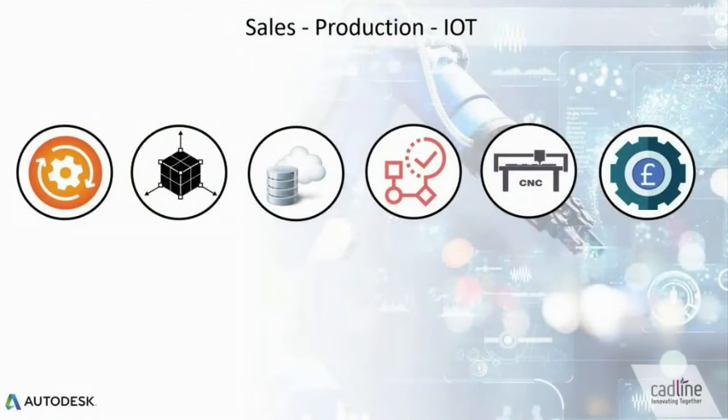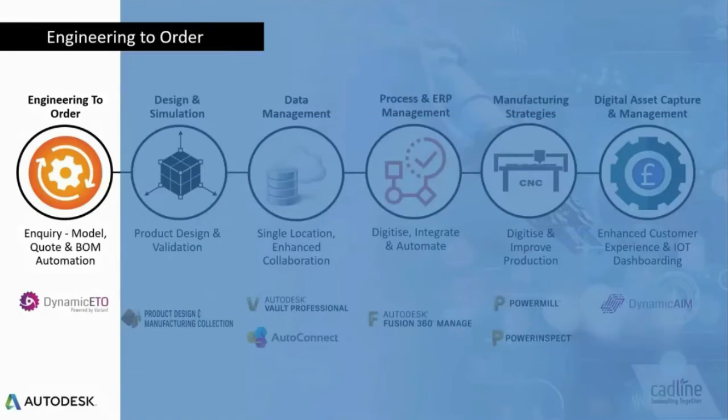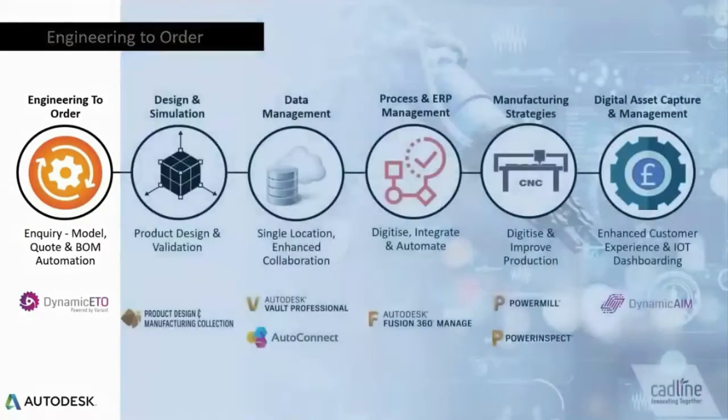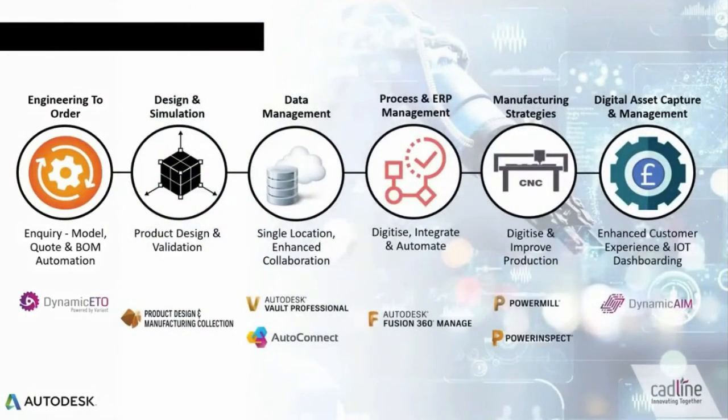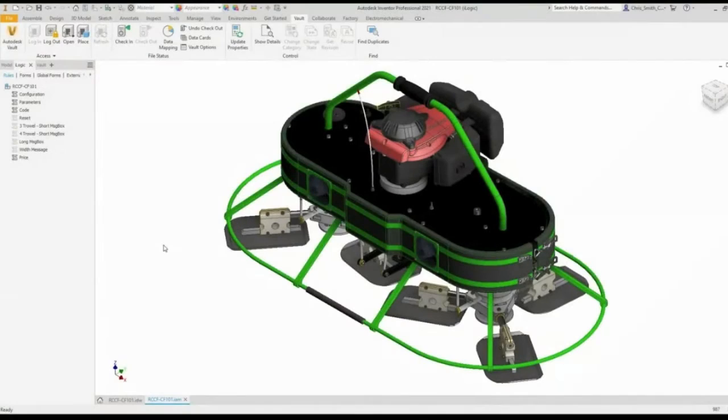Today, we're going to take a look at our improved DynamicETO, or Engineer to Order, web-based application and how it can help improve your company processes using information you already have in your design data. Today's demonstration will assume that we are a floor finishing machine manufacturer, and that this particular concrete finisher is one of our more popular models. It is highly configurable and represents a large percentage of our turnover.